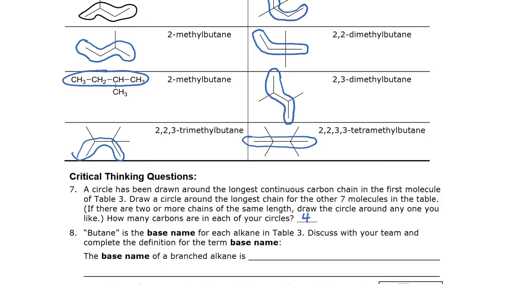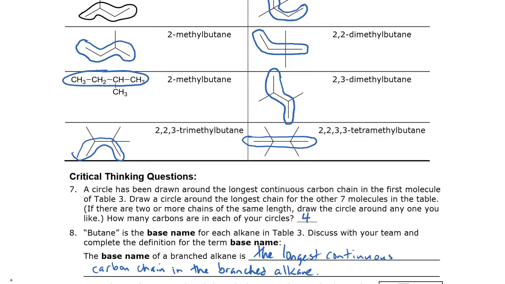And so what number 8 tells me is that butane is the base name for each alkane in the table. So pause the video and fill in the definition of base name. Pause now. So did you say this? The base name of a branched alkane is the longest continuous carbon chain in the branched alkane?